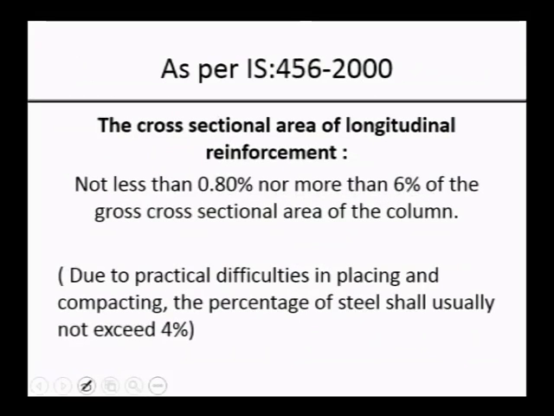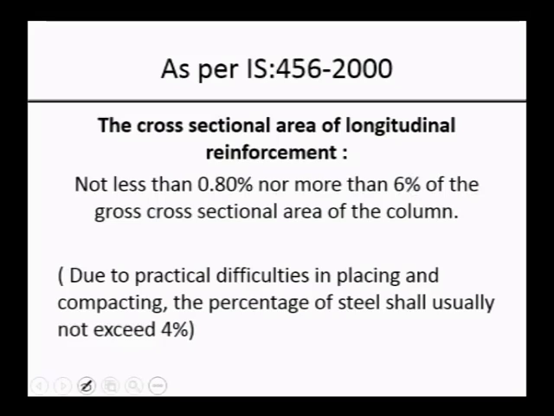As per IS 456, the longitudinal reinforcement should not be less than 0.8% and it should not be more than 6% of the gross cross-sectional area of the column. 0.8% into the area of the column: if you multiply, whatever area we get, that is the minimum steel you have to provide, and 6% of the cross-sectional area of the column is the maximum limit. We cannot provide more than 6%. If it is more than 6%, the entire column will consist of steel only. There is no place to provide the concrete.